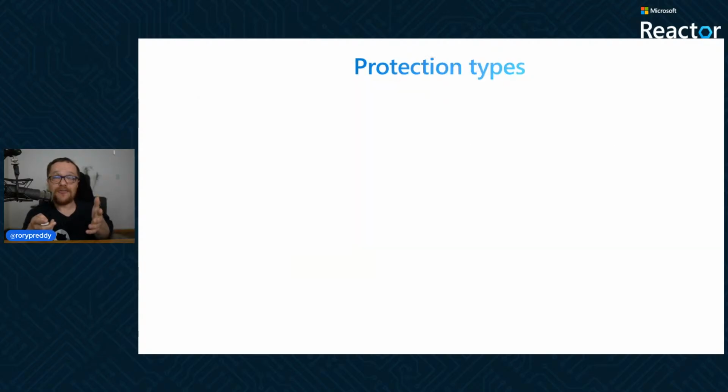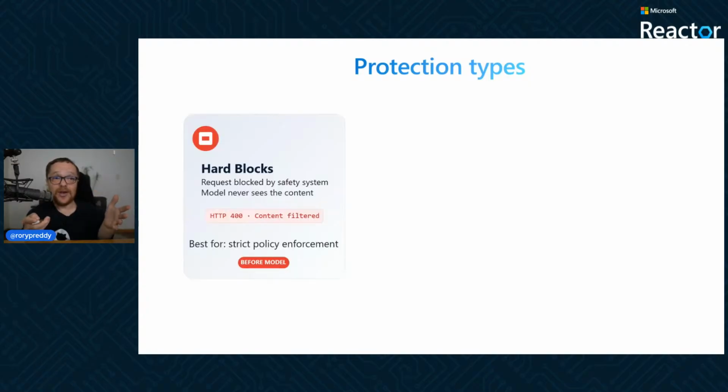So once you have those layers, you can expect 3 different types of protection. First of all, the hard block. And that's the request is blocked by the safety system. The model never sees the content, ever. Because the model actually consumes electricity, energy, heat, and also you want to protect the model in case maybe it's a banking model or an insurance model or a model that you don't want rubbish to actually go through.